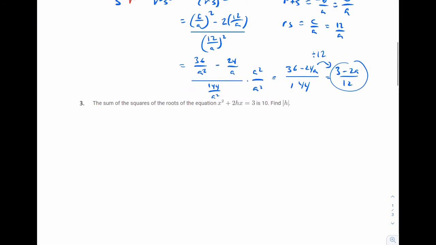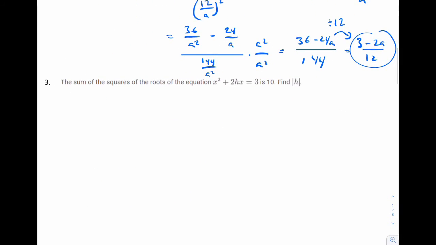Now for our last question, the sum of the squares of the roots is 10. That's important, so I'll highlight that. It says find the absolute value of h, and there's our equation. First thing I'm going to do is make the equation equal to 0. So I know that's our standard quadratic equation. Now the fact it gives us is r squared plus s squared is equal to 10. So that's a given fact.